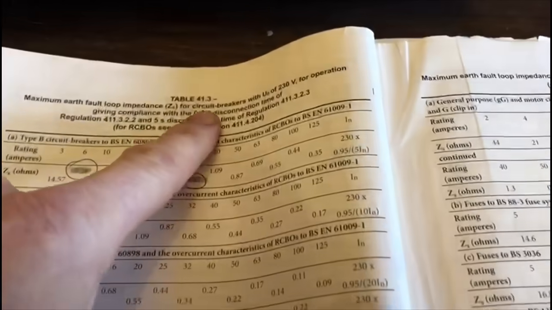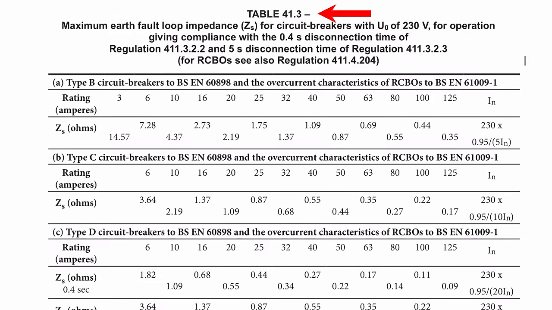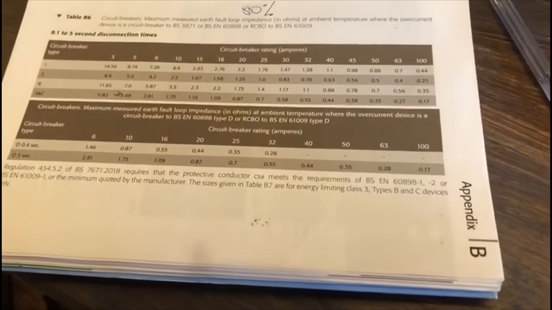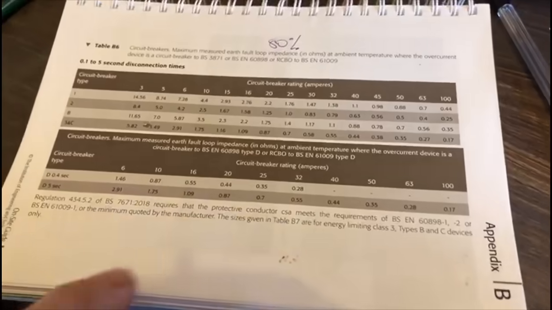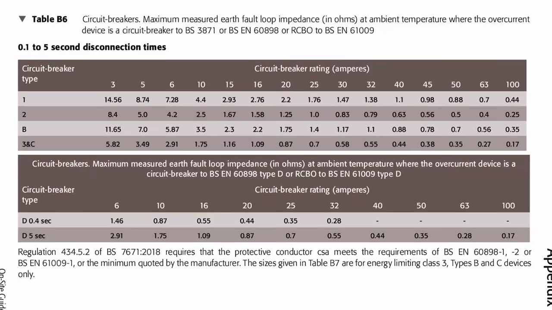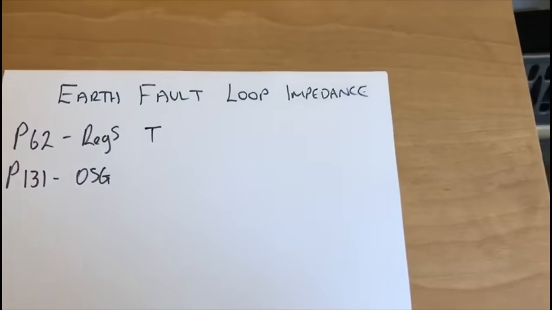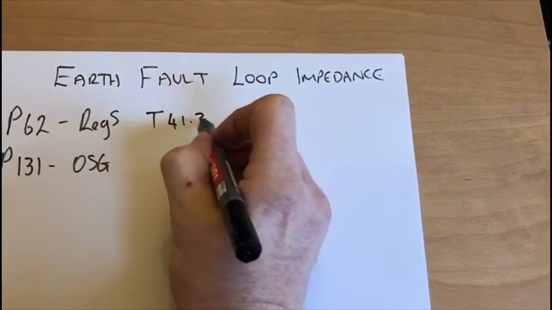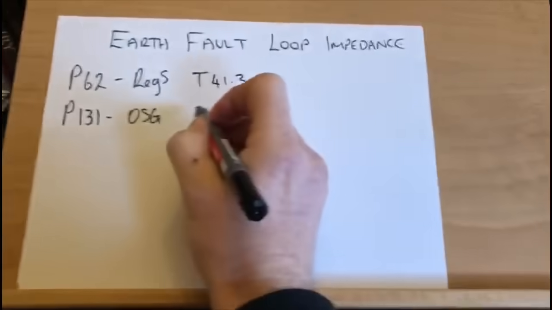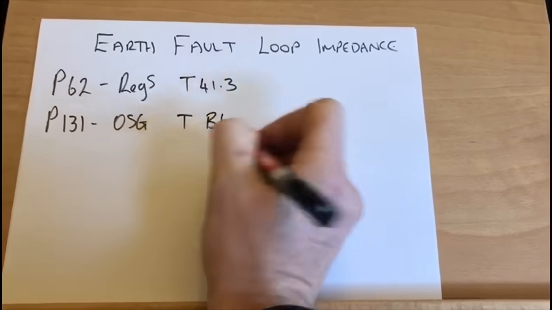So page 62 of the regs, and in particular we're looking at table 41.3. And in the on-site guide, appendix B, page 131, table B6. For these videos, they are the tables that we are concentrating on. So table 41.3 and table B6.